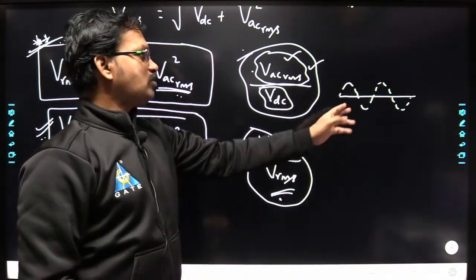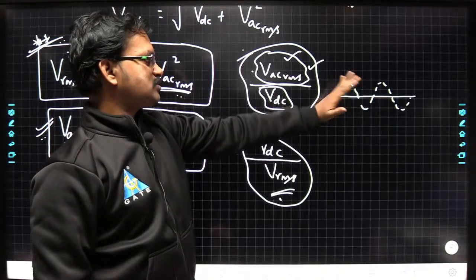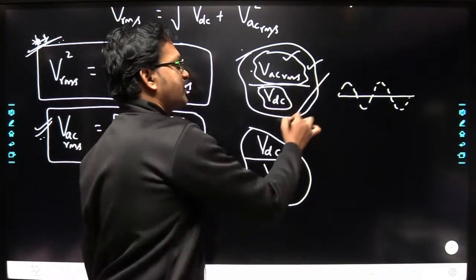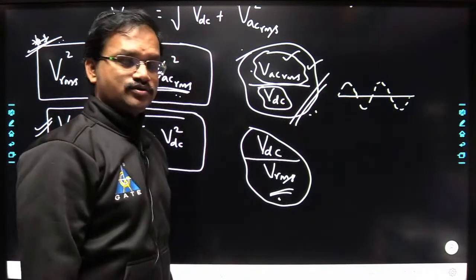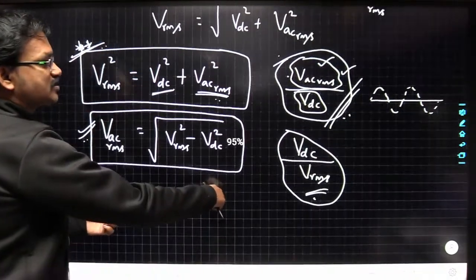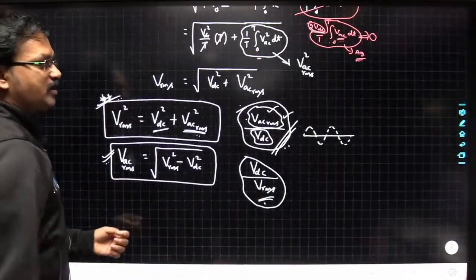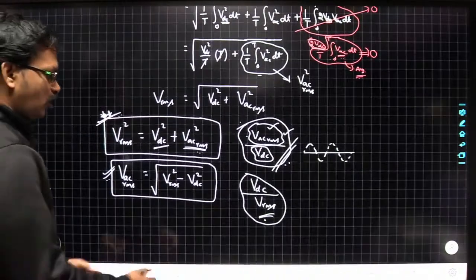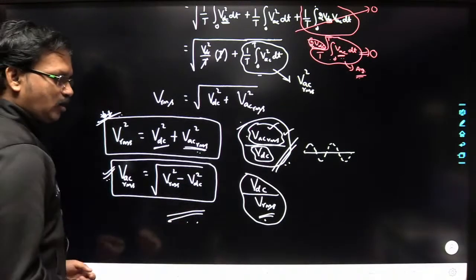Now if you want to compare this AC component with respect to this DC component, then you have to take this ratio. We are going to see all these things in rectifier circuits. I hope these expressions are clear here.